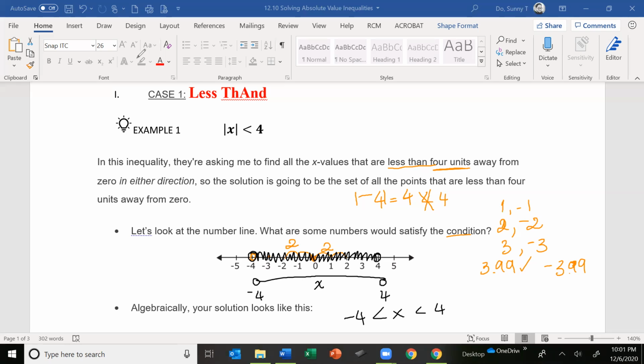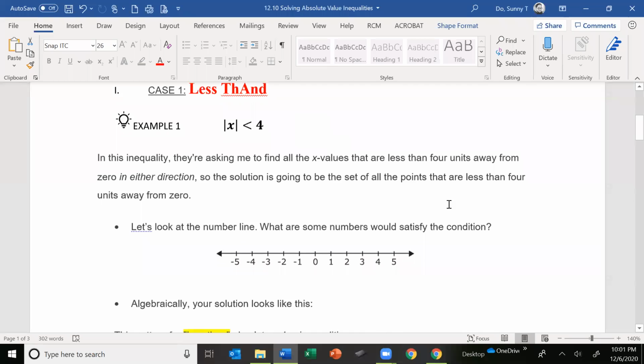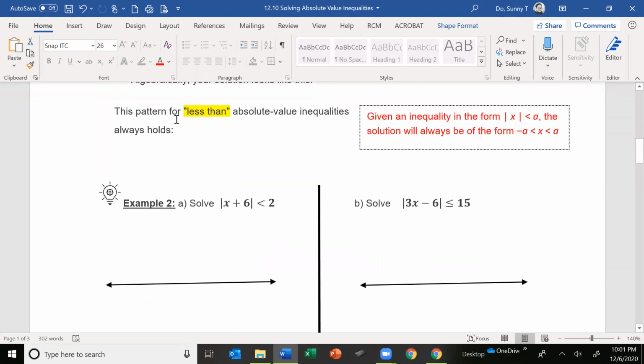Let's take a look at the general pattern that we can generate from this. The pattern for less than absolute value inequalities always holds. Given an inequality in the form of the absolute value of x less than a, the solution will always be in the form of -a less than x less than a. In other words, x is between -a and a. a can be any number in the world.